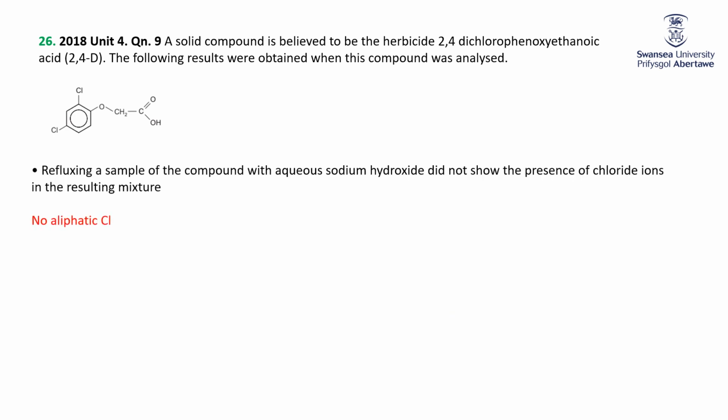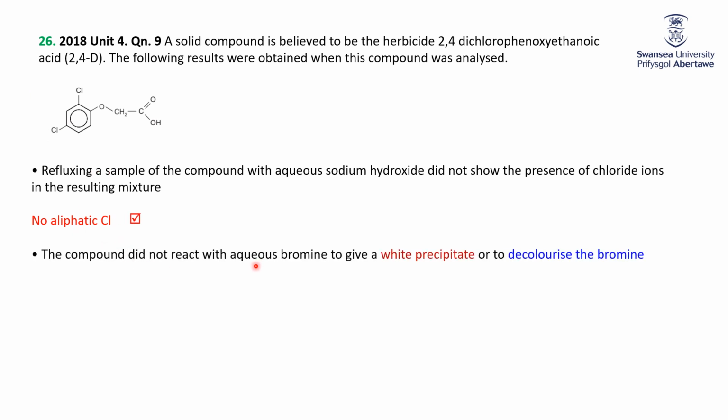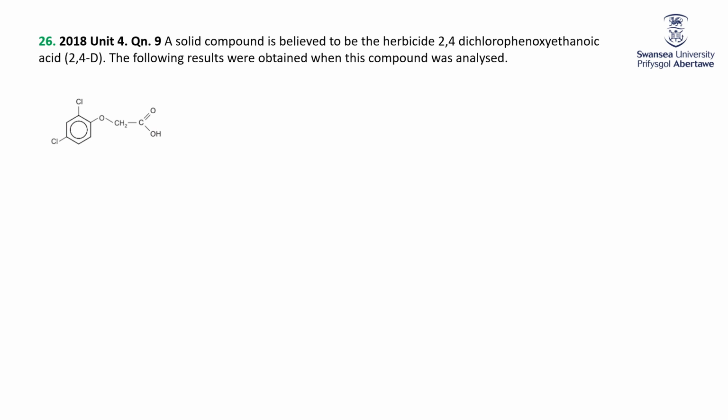Okay, now we're into refluxing with aqueous sodium hydroxide. Did not leave chloride in the resulting mixture. Now, of course, if you take a chloro hydrocarbon and react it with aqueous sodium hydroxide refluxing, then you substitute OH for the chloride. You leave the chloride floating around. We didn't have that. We don't have aliphatic chlorides. Compound didn't react with aqueous bromine to give either a white precipitate or decolorize the bromine. So that tells us no phenolic groups and no carbon-carbon double bonds. So lots of chemistry, just to give us context.